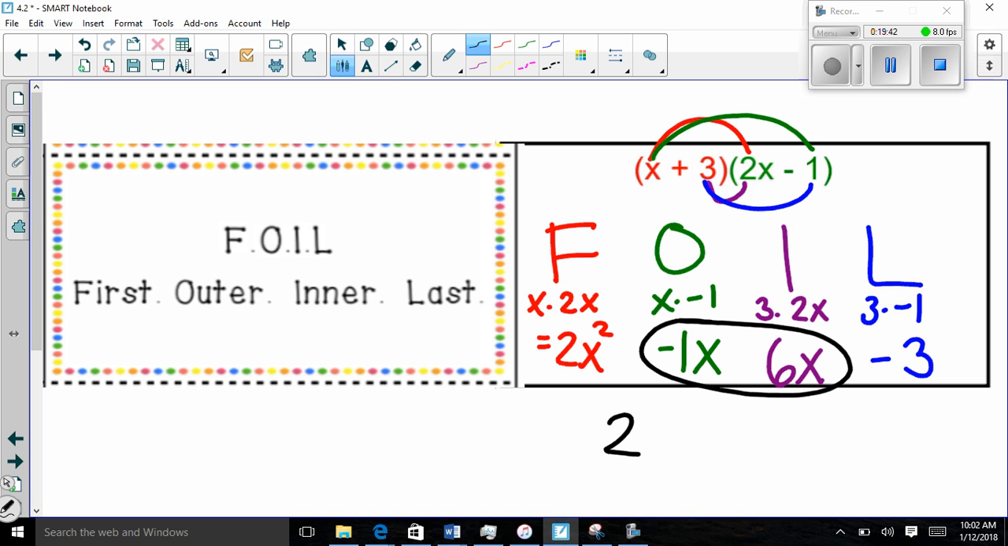So you end up getting 2x squared. What's negative 1 plus 6? Same thing it was for the last two times. We did 5x minus 3. Same answers, three different ways.